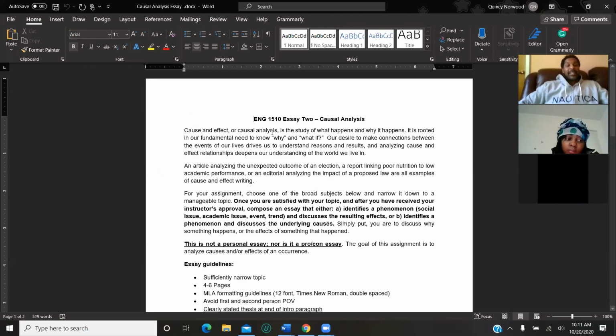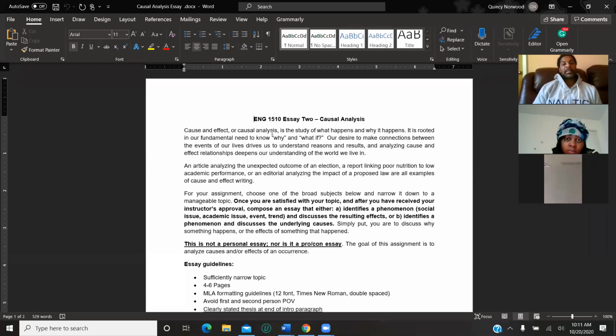But here's our next essay, cause and effect or causal analysis, not to be confused with casual analysis. I know those words look kind of alike, but it is causal analysis. It is the study of what happens and why it happens. It is rooted in our fundamental need to know why and what if. Why is pretty much one of the questions that drives humanity, this drive to know why things happen. Our desire to make connections between the events in our lives and understand reasons and results. And analyzing cause and effect relationships deepens our understanding of the world we live in.